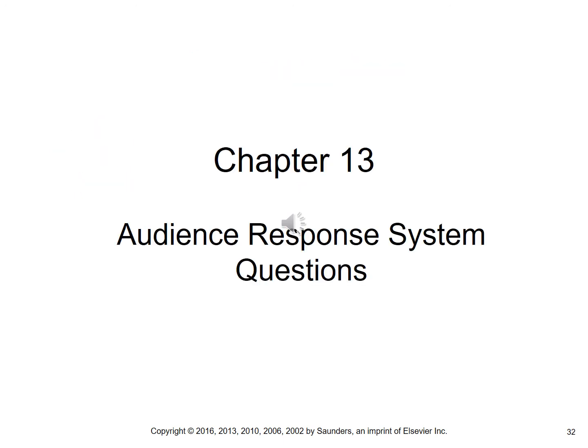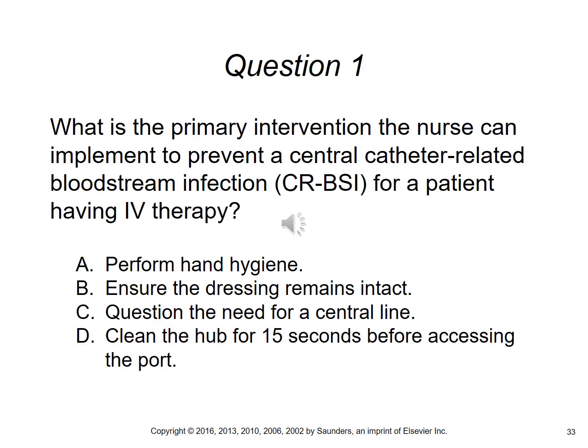All right, you guys, so let's look at some questions for chapter 13, and hopefully these will help you get through the rest of this chapter. All right, so let's look at these questions. What is the primary intervention the nurse can implement to prevent a central catheter-related bloodstream infection for a patient having IV therapy? Well, of course, hand hygiene is number one. So make sure that you wash your hands as a nurse.